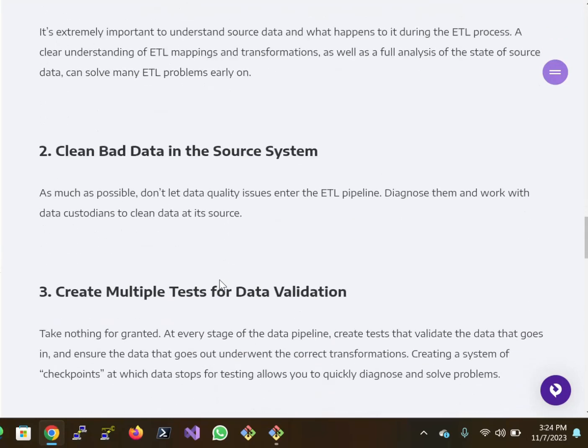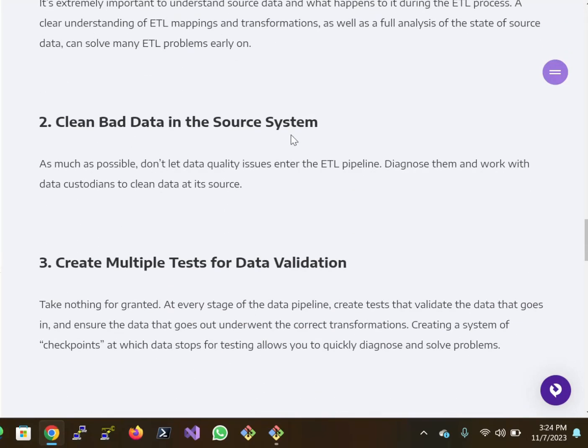The second one is clean bad data in the source system. As much as possible, don't let data quality issues enter the ETL pipeline. The bad data should not enter the ETL pipeline. So diagnose them and work with data custodians to clean the data at its source.